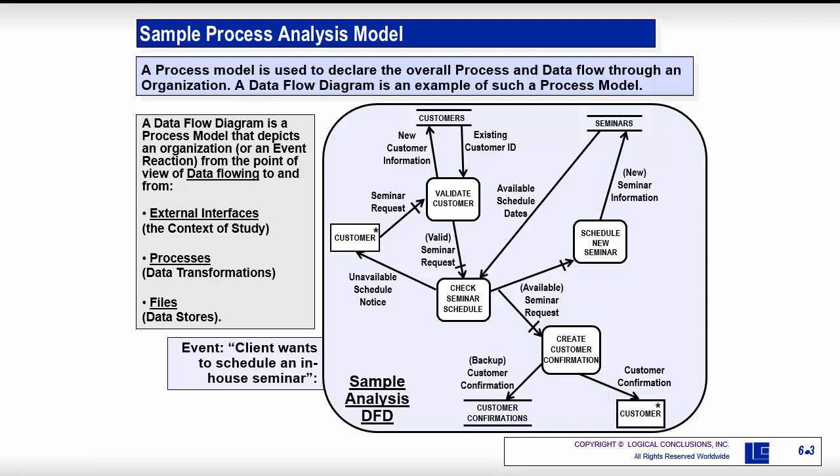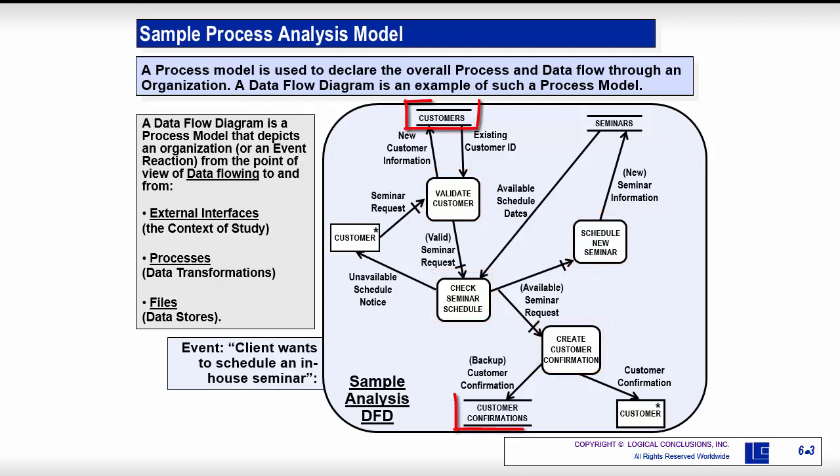However, we can also start by just reading the processes in order. In this example, they are validate customer, check seminar schedule, schedule new seminar, and create customer confirmation. This will give us an understanding of the overall event reaction. The fact that there are no design or implementation details makes this an analysis model. We see the external interface, the customer. We see 4 processes without knowing who or what performs them, human or computer.